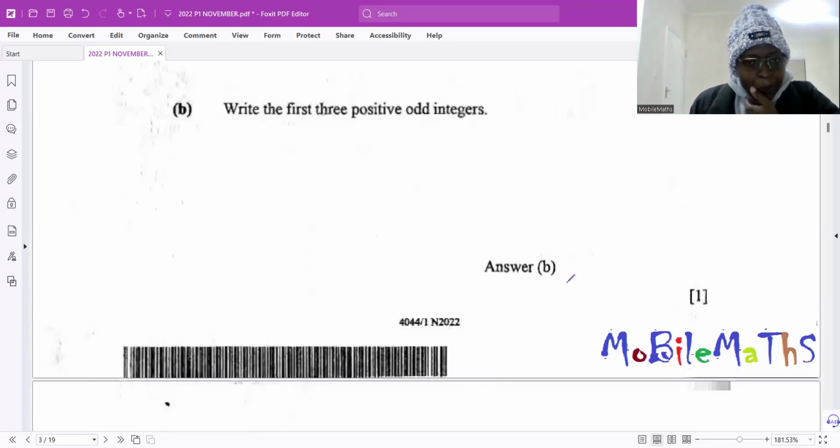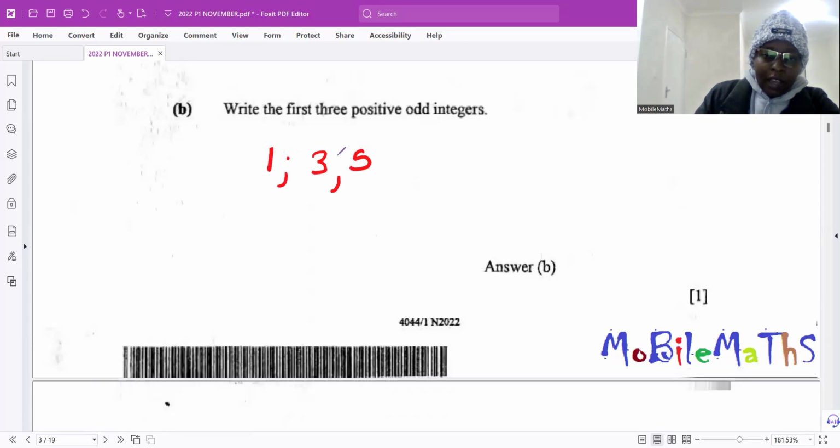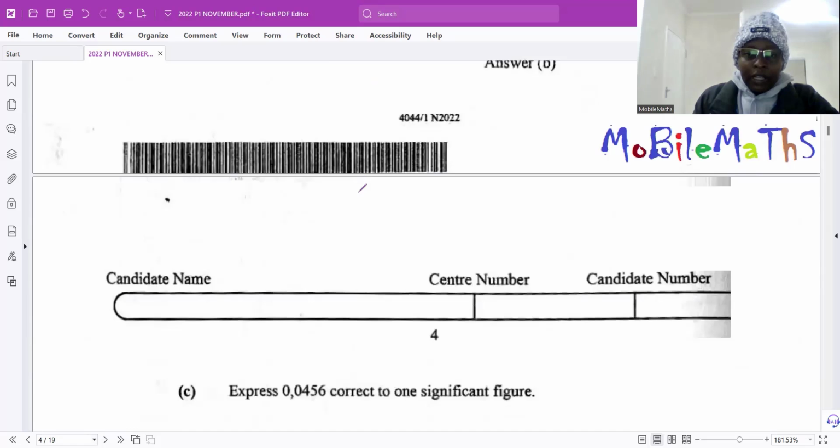Write the first 3 positive odd integers. The odd integers we have are 1, 3, and 5. So these are the first 3 positive odd integers we have.